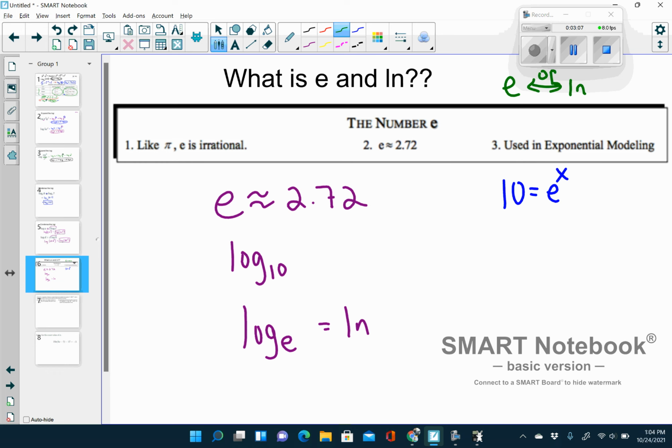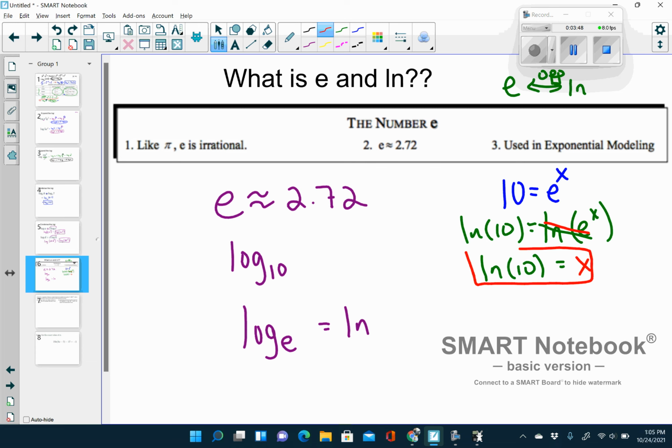They are opposites. They undo each other. Addition undoes subtraction, multiplication undoes division, e and ln undo each other. So what do I mean by that? To get rid of this e, you take the ln of both sides. If I take the ln of the right, I have to also take the ln of the left. The ln of 10 is a number, so I can just leave that: ln of 10 is equal to ln of e to the x. ln and e cancel each other out, and you're just left with x. So x equals the ln of 10.